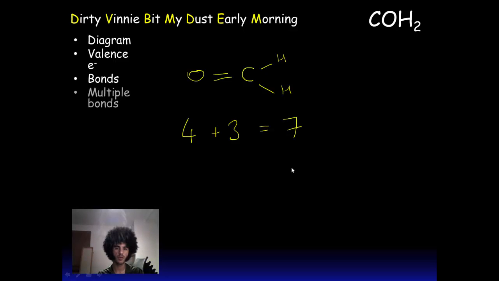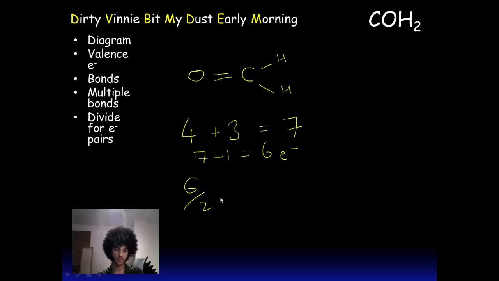Now my next step is multiple bonds. If you have any multiple bonds, be it double or triple, you have to subtract 1 for every single multiple bond you have. Now I have 1 extra bond here, so I'm going to do 7, take away 1, which gives me 6. So I've got 6 electrons to play with. My next step is to divide for electron pairs. 6 from there divided by 2 equals 3 electron pairs. So now let's get on with it.